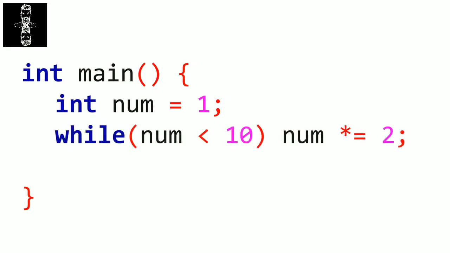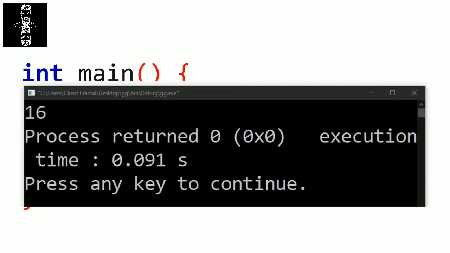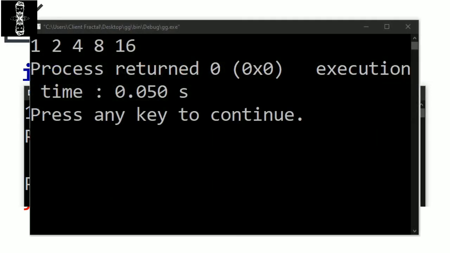And inside the body we put the instruction num multiplied by 2. Now let's print the final result. Here we compiled and we got 16. Let's just print the value of num in each execution of the loop. Here we got 1, 2, 4, 8, 16, because the loop got executed 4 times before the condition went false.